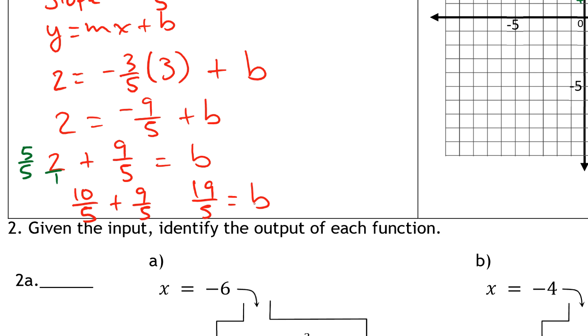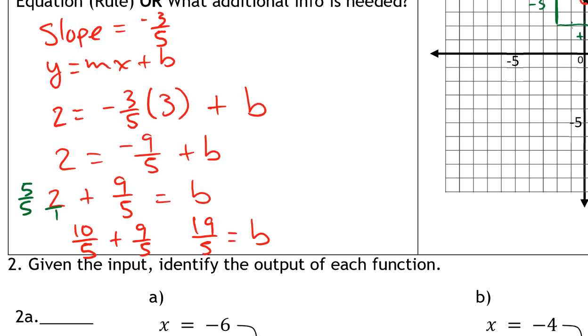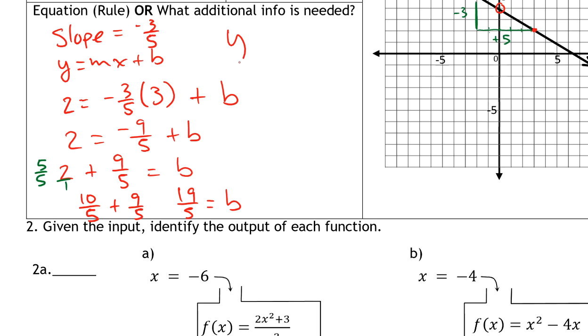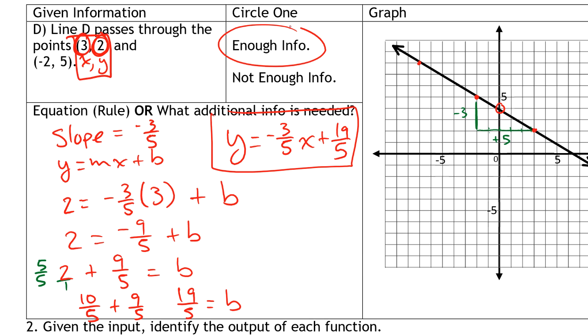So the equation of this line, now that I know both the slope and the y-intercept, is y equals negative 3/5 x plus 19/5. So there we are. Yes, there was enough information, but we had to work for it just a little bit.